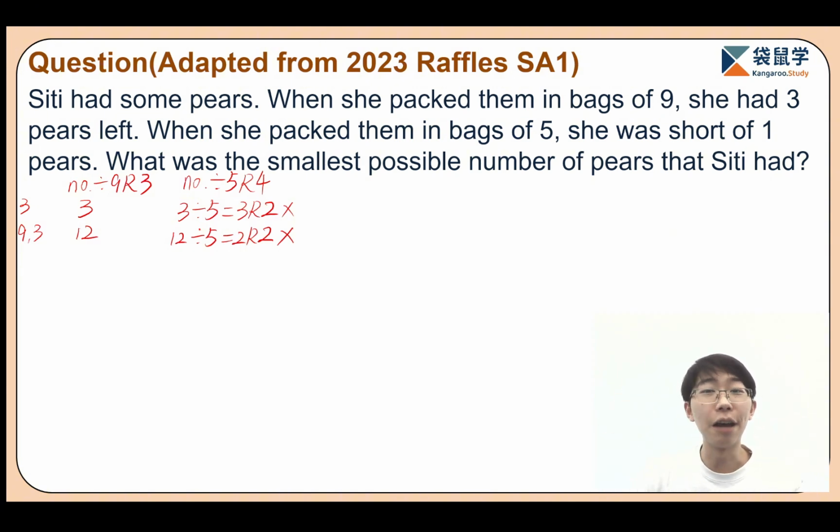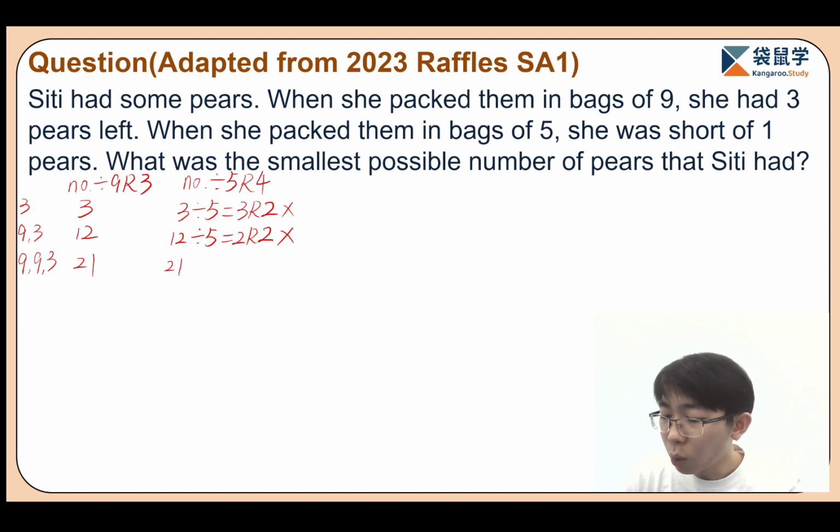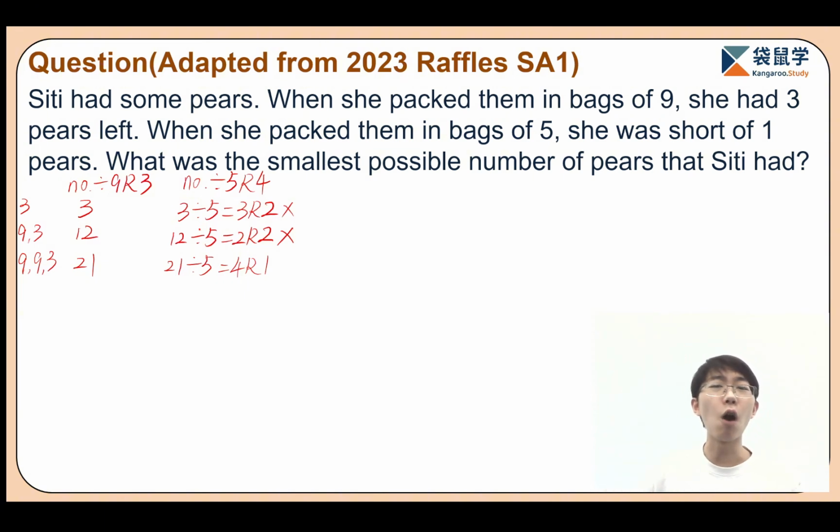What about the next number? Next, we have 2 9 and 1 3. The sum here should be 21. The next thing that we should do is to verify: 21 divided by 5 equals 4. The remainder is 1. Does this satisfy our condition? No again. So let me put a cross sign here.